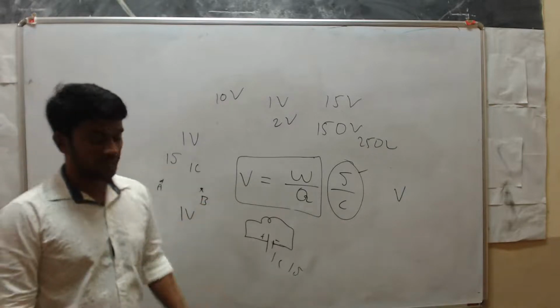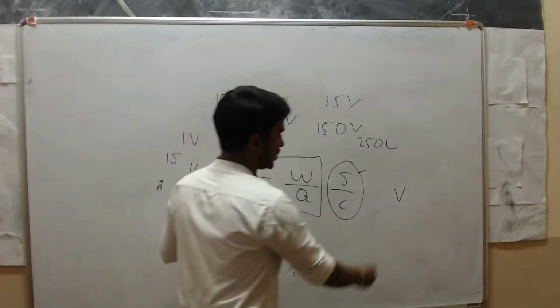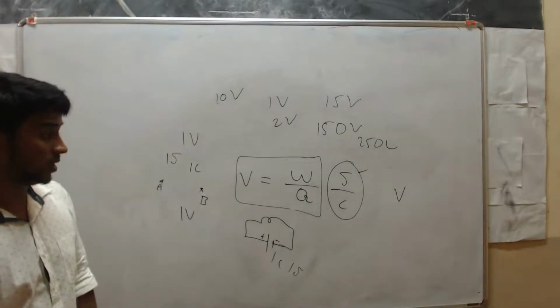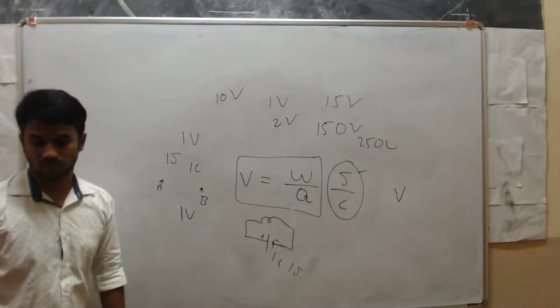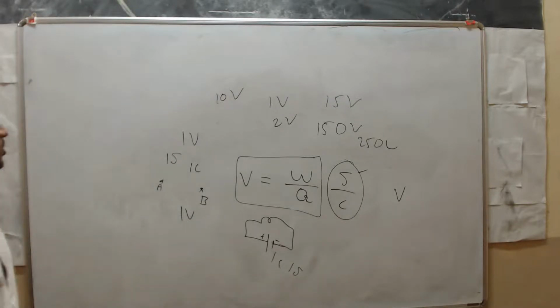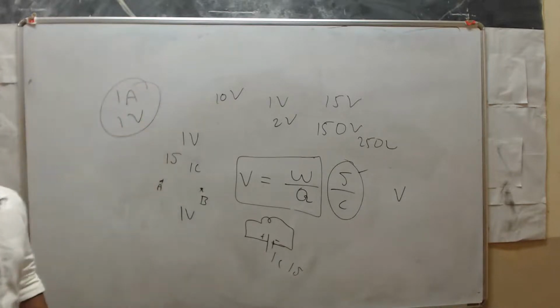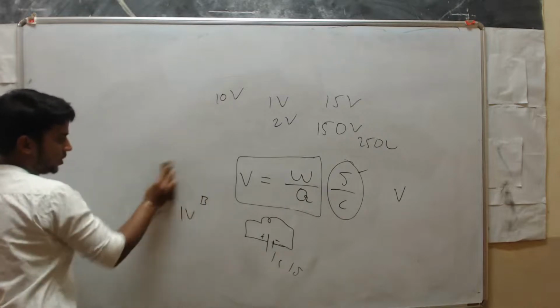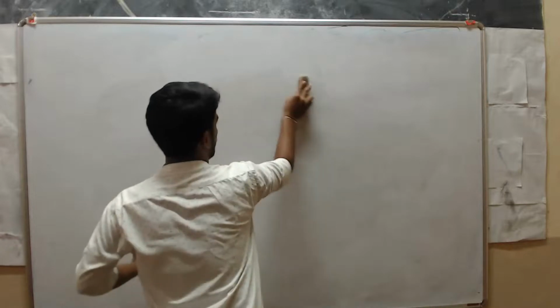In honor of the scientist Alessandro Volta, volt is the SI unit of voltage or potential difference. So clear, right? See, 1 ampere and 1 volt are very important for 1 mark questions. They will ask to define 1 volt, 1 watt, 1 ampere, or they will ask what is the meaning of 1 ampere or 1 volt, like that.